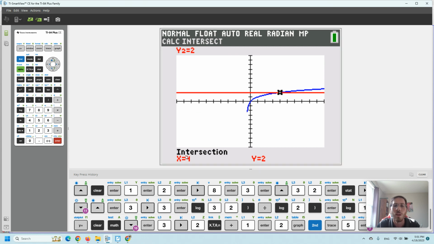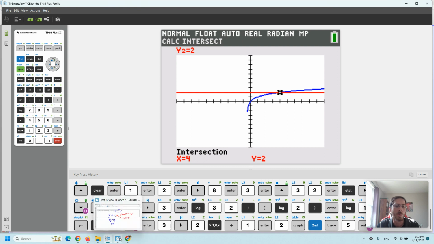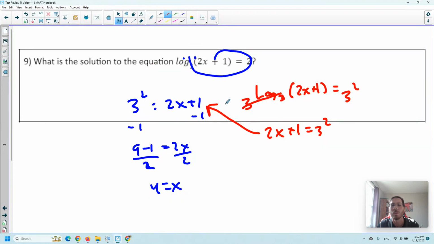X equals 4. If you put the y coordinate down, you are wrong. They don't intersect at 2. So they only intersect at 4. There are no y's up here. 4 is the only answer. 4 is the answer that we want to pick. Oops. And as you can see, we got 4 right there.